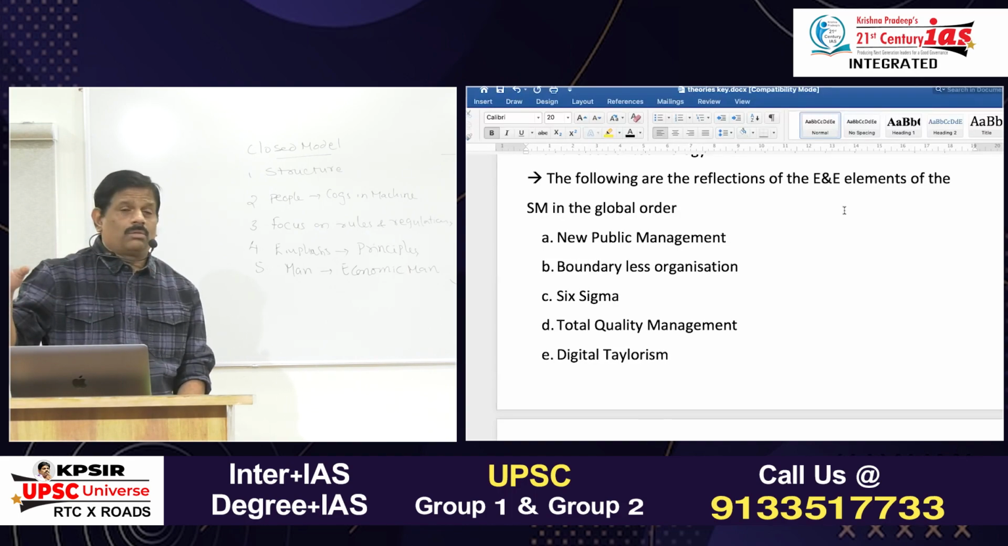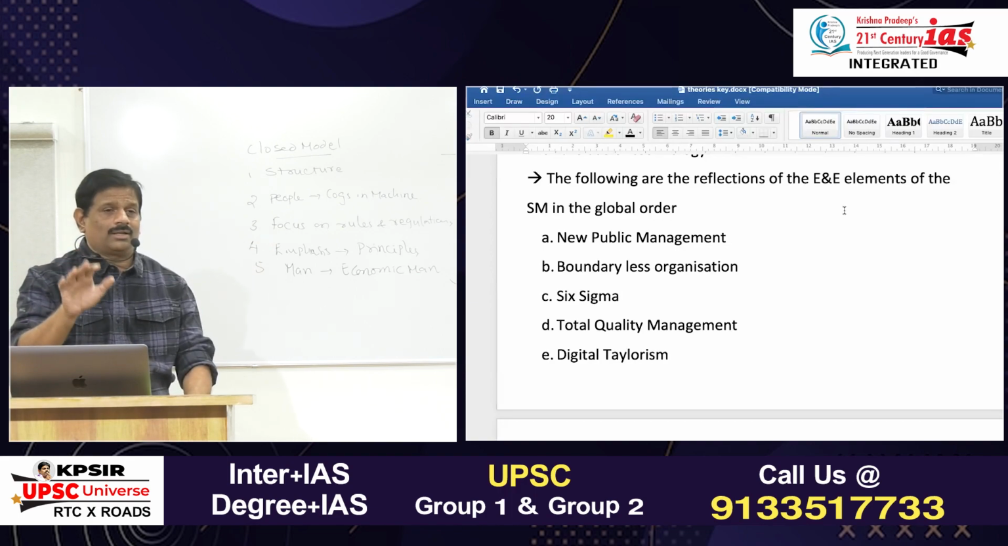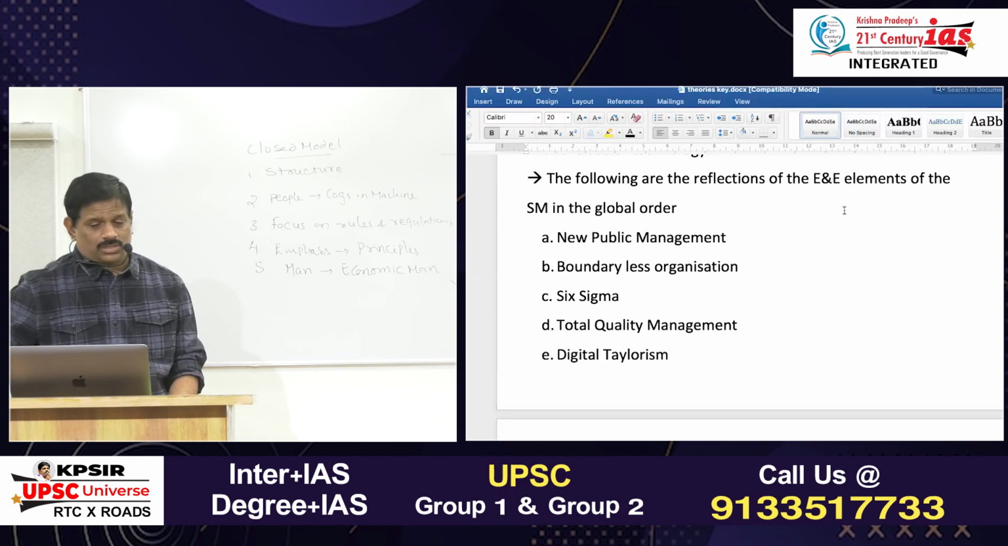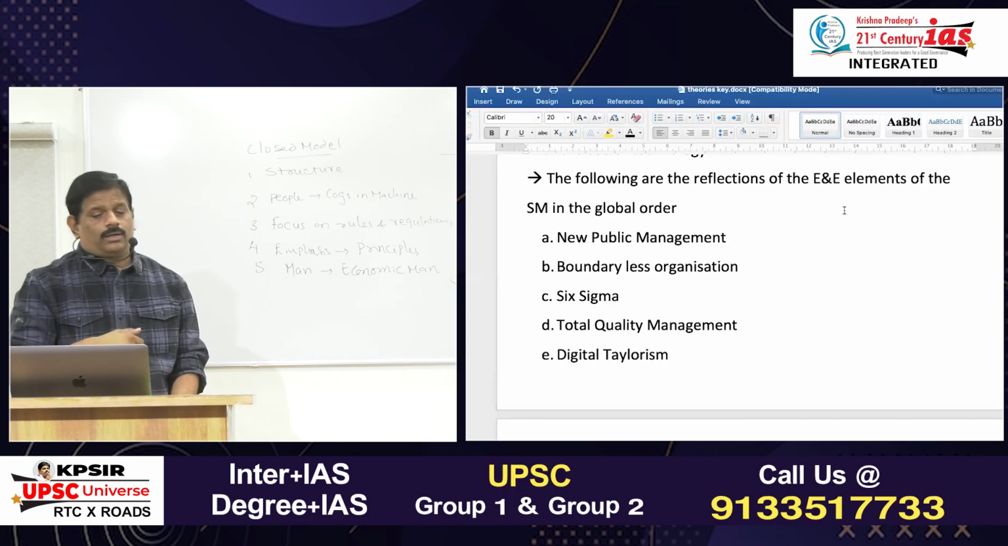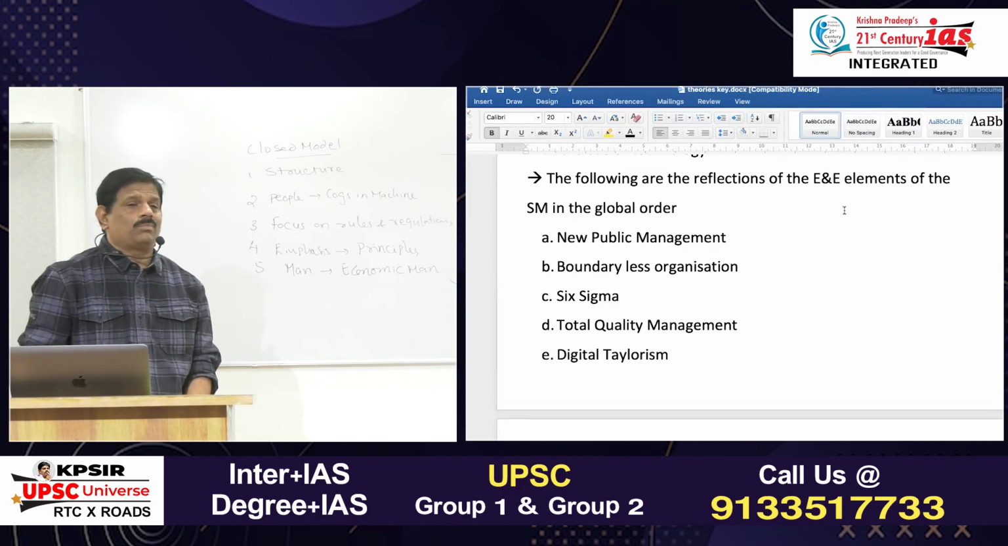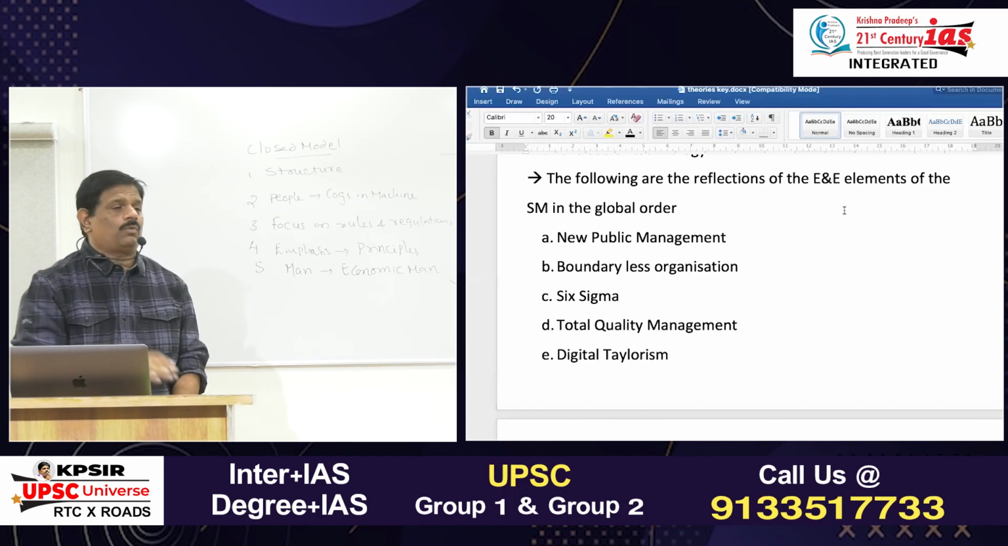There are no territorial boundaries for the organizations. Across the global level, the organizations are operating. And this kind of nature of organization is called a boundaryless organization. And there is total quality management. Another global order aspect of scientific management is total quality management.